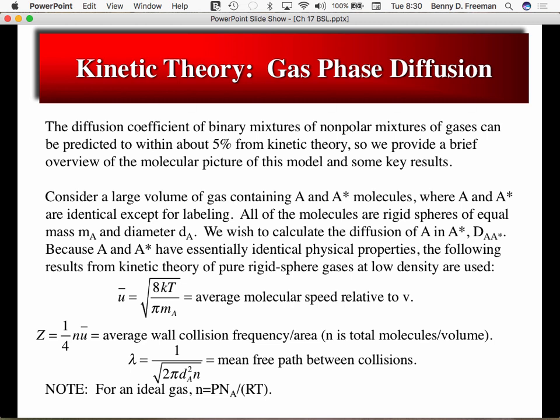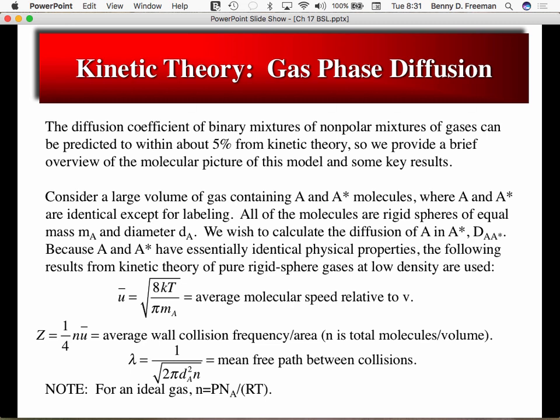The basic idea in kinetic theory is that you have a large volume of gas A, and a few of the A molecules are labeled. We call them A star. So we're measuring essentially what would be called a self-diffusion coefficient in this case. These molecules are all identical except for the labeling. They're rigid spheres of equal mass M sub A and diameter d sub A. And we want to calculate the diffusion of A through a sea of other A molecules. We use basic results from kinetic theory.